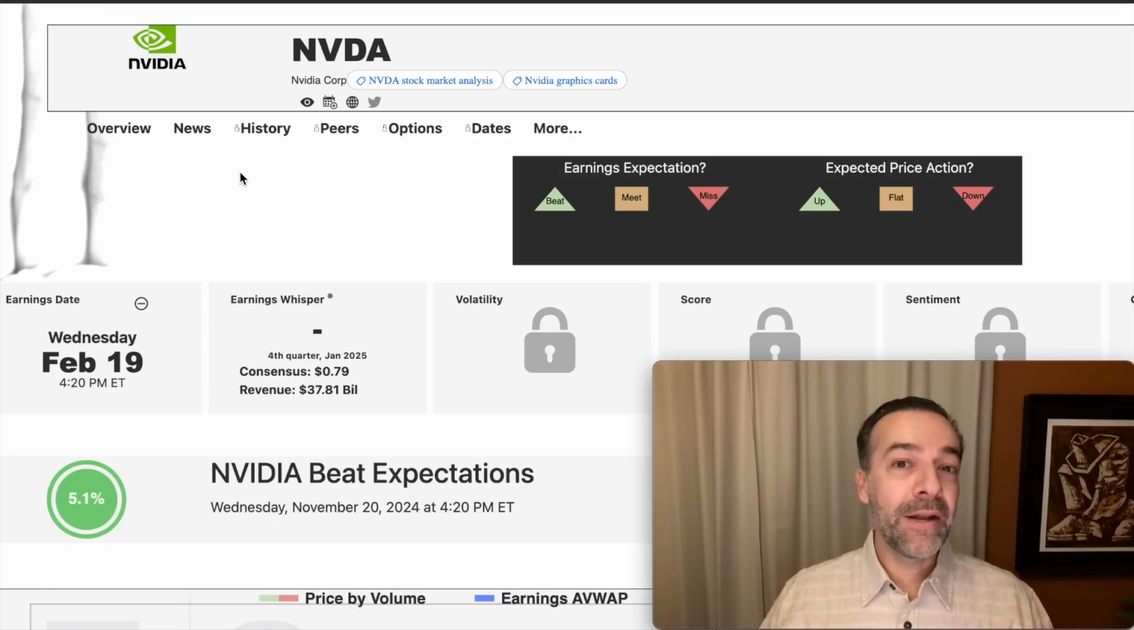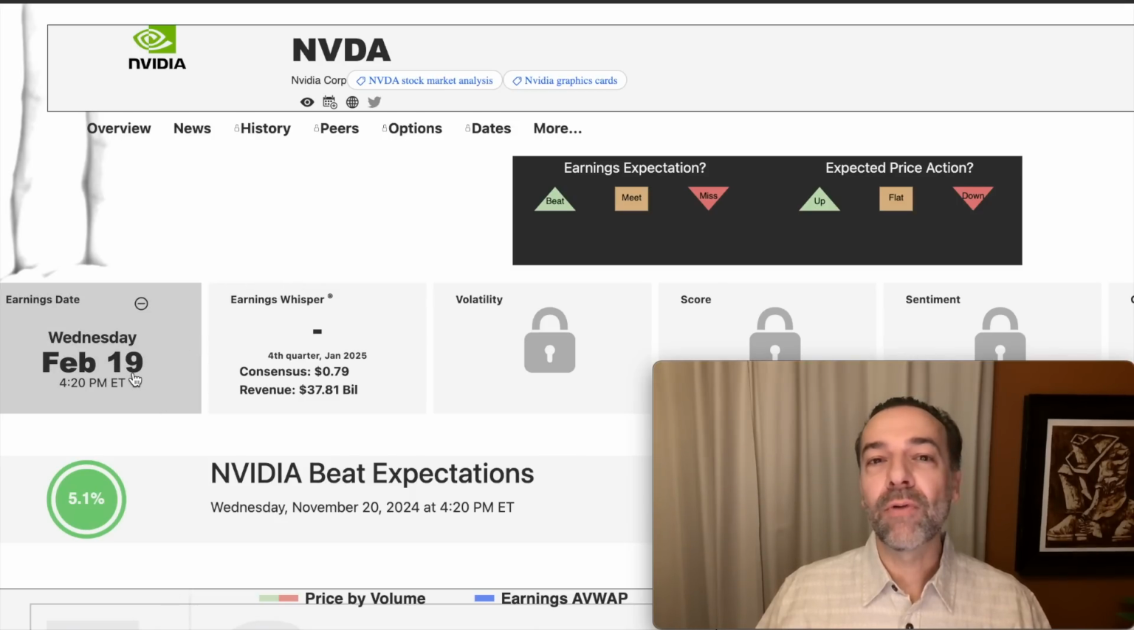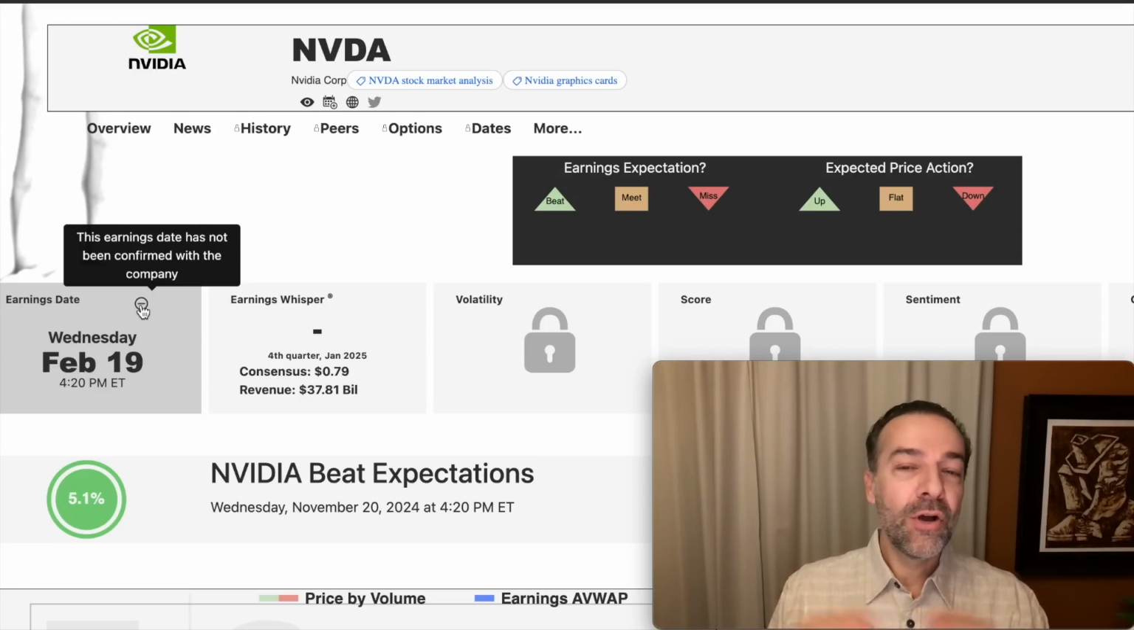So something to keep in mind here is that Nvidia is supposed to announce earnings sometime in February. It's not confirmed yet, but that's what Earnings Whisper is saying. It's supposed to announce it around February 19th. This could be right, could be wrong. It's not confirmed yet. Otherwise, you see a little check mark here, I believe. Just kind of keep that in mind. We're going to act like, though, there's no earnings coming up.